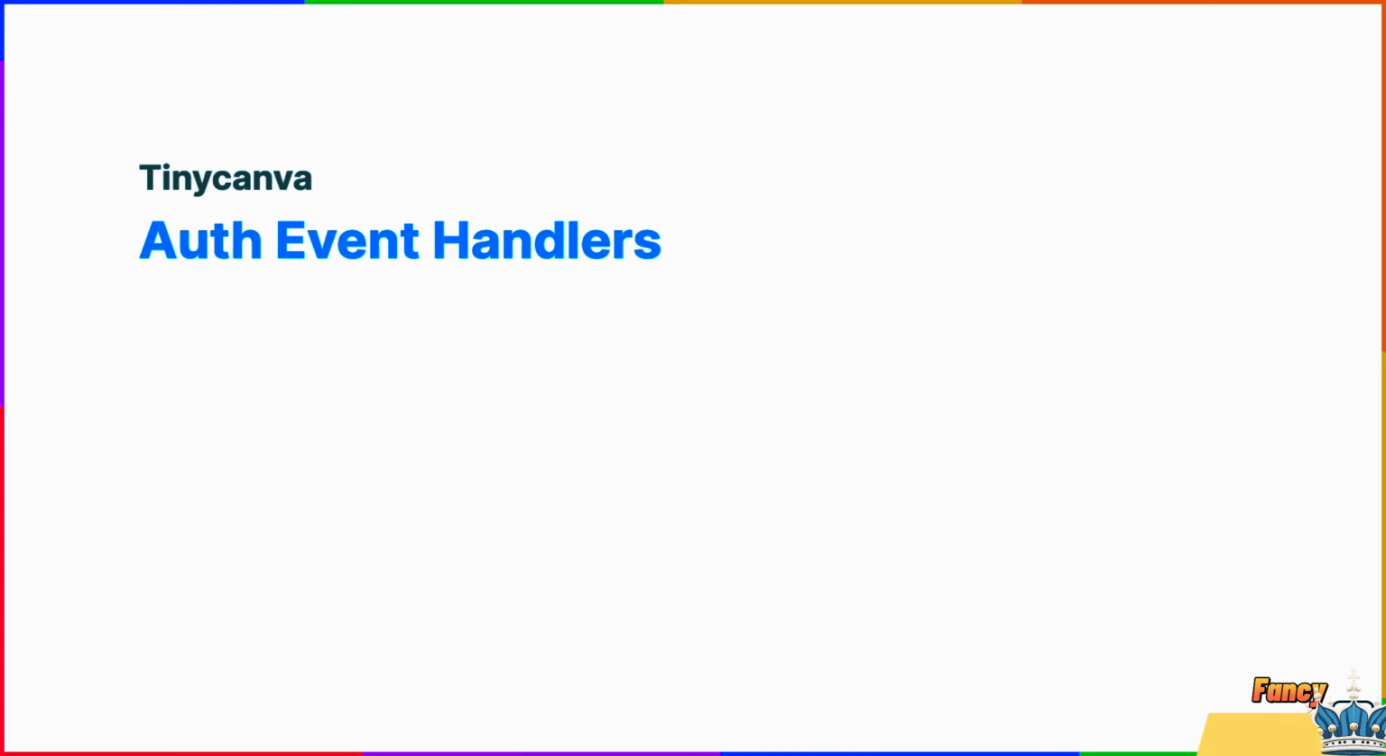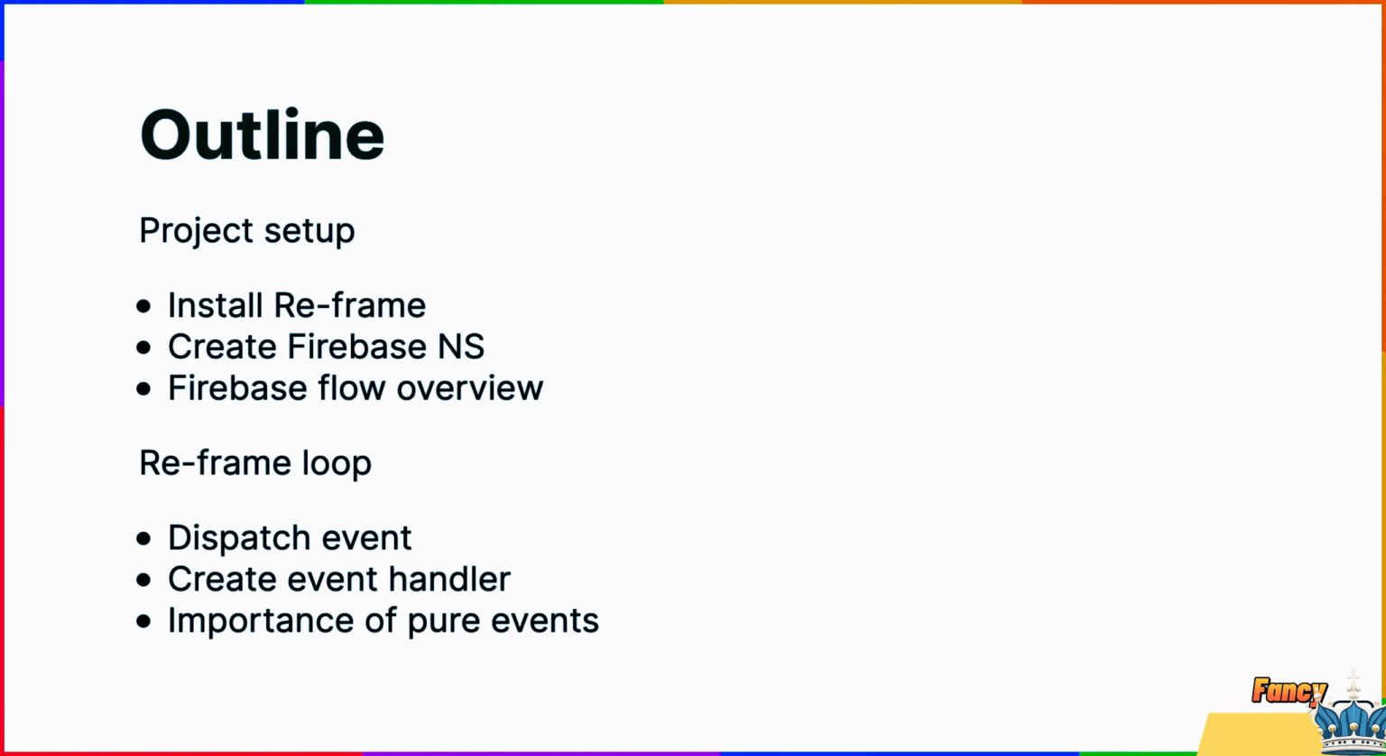In this chapter, we will start implementing the reframe loop for the authentication process. There are two major parts to this chapter: initializing reframe and setting up your project, and then actually implementing the reframe loop. We will skip through the initialization process in the video and recommend that you use the notes to follow along. And this screencast will only cover the reframe aspects of the authentication.